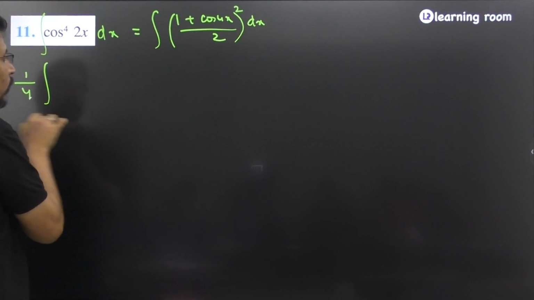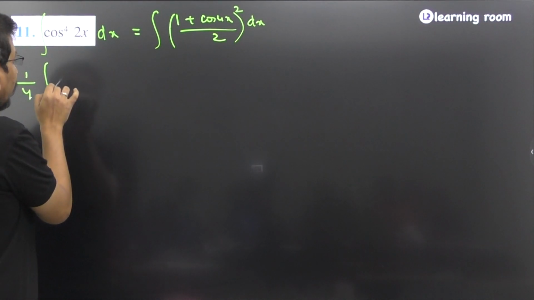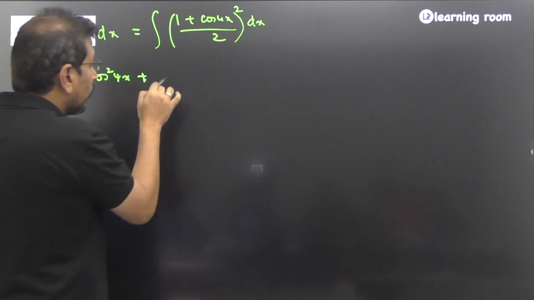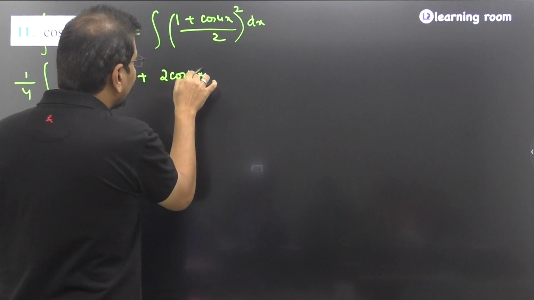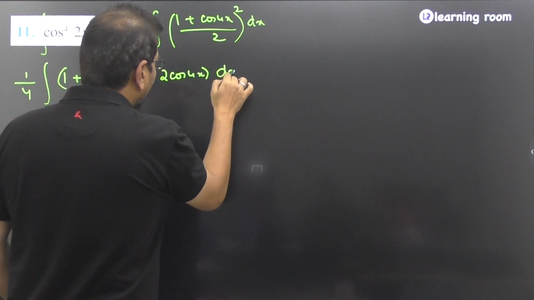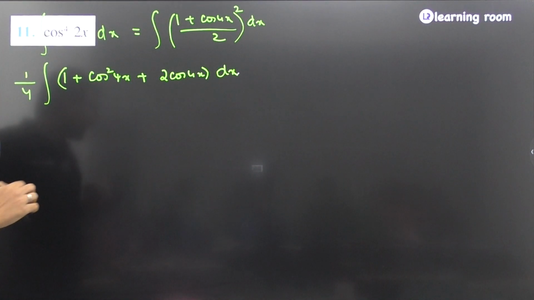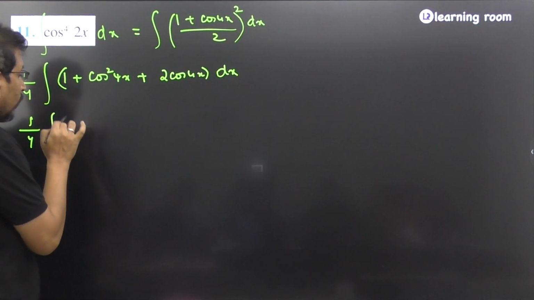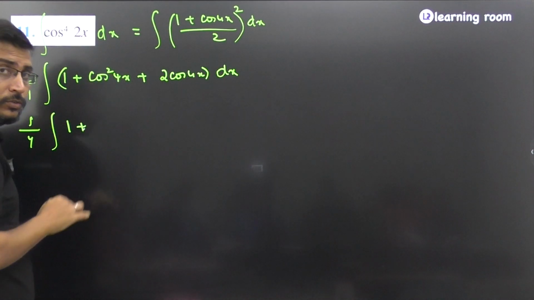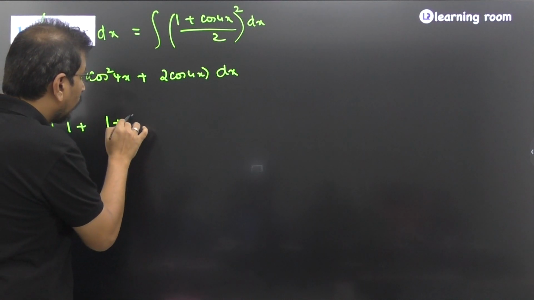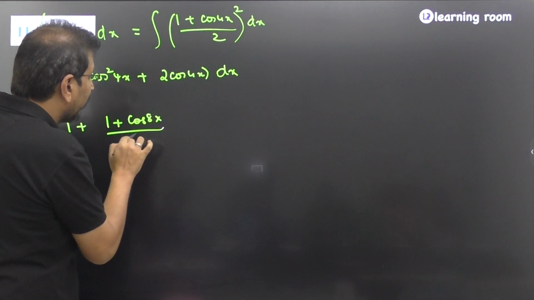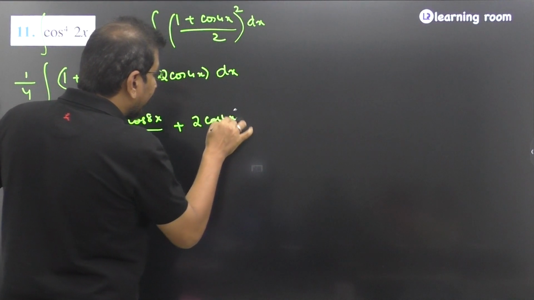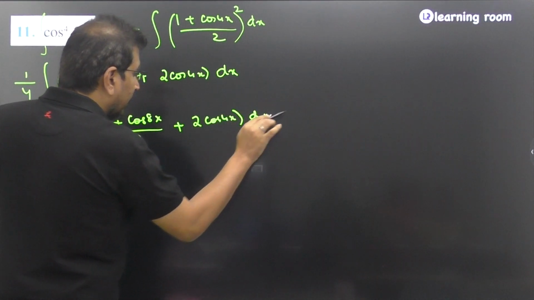1 by 4 will come out. This 4 will come out. You have (1 plus cos square 4x plus 2 cos 4x) times dx. Okay. So 1 by 4 into, see, I'm not integrating here itself. 1 plus, how can I write this cos square 4x as? I can write it as (1 plus cos 8x) the whole divided by 2, plus 2 cos 4x times dx.